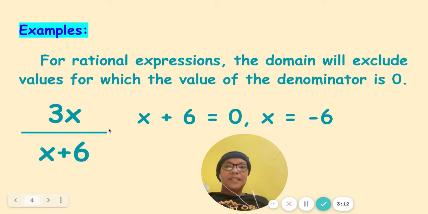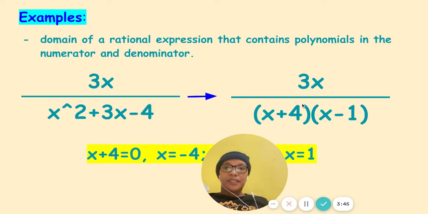Okay? Diba? Magiging 3x over 0 po yan. So therefore, ang sagot po natin dito, what is the domain of this rational expression? All real numbers except negative 6. Maliban po sa negative 6, you can use any numbers in the number line. Okay, all positive numbers you can use, all negative numbers you can use except negative 6. Okay po. So next, let's have this example.